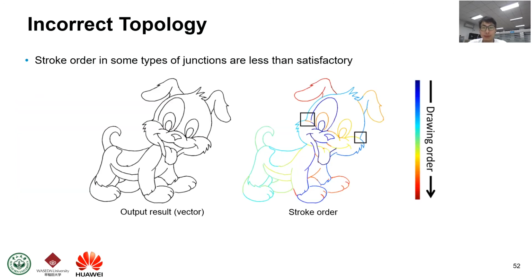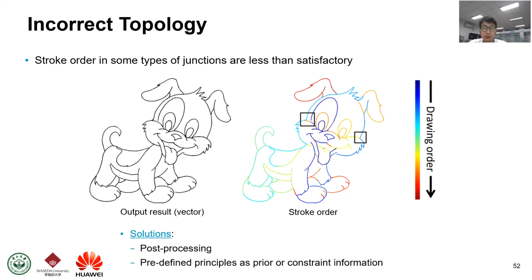The last issue is that our framework tends to generate incorrect topology or stroke order in some types of junctions. For example, in the two black boxes, most people would draw the horizontal curves from left to right or the opposite instead of drawing a sharp turn. However, our model is not intended for recovery of topology or meaningful drawing order. While correct topology and specific drawing orders might be beneficial for certain applications, we can incorporate post-processing or predefined principles as constrained information to form a future extension of our approach.